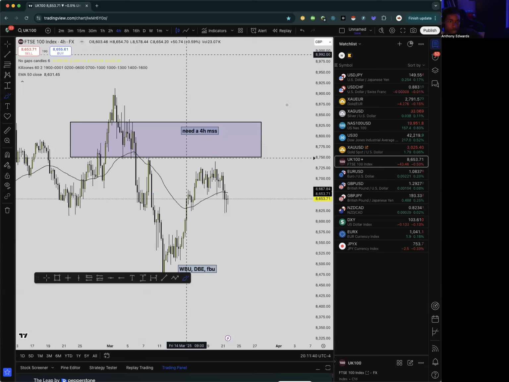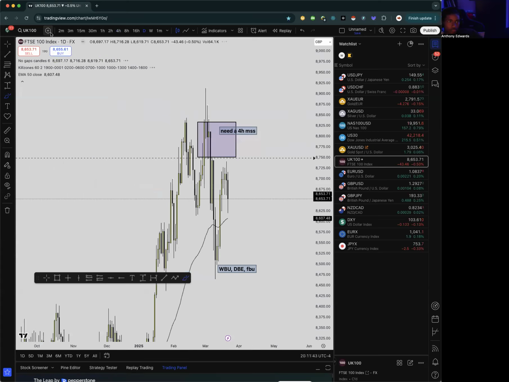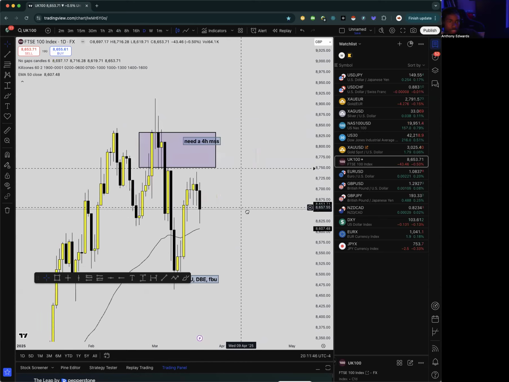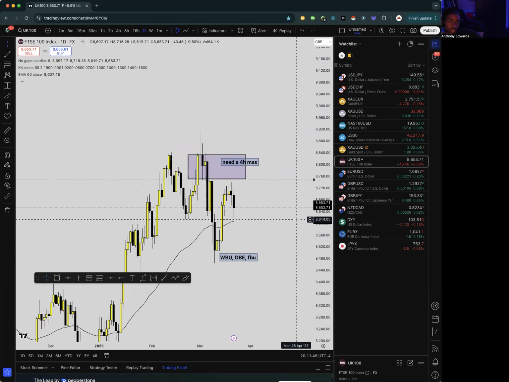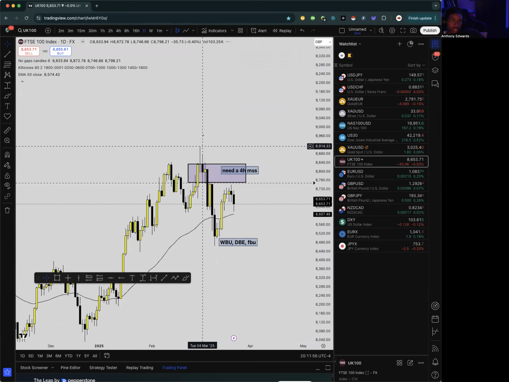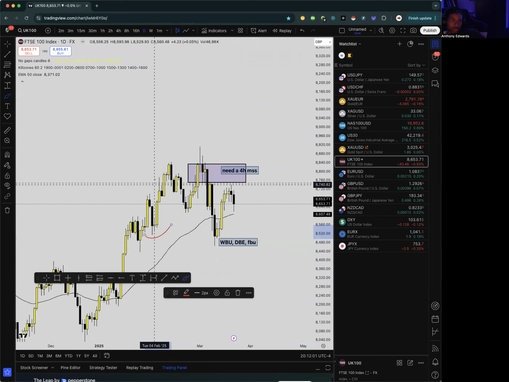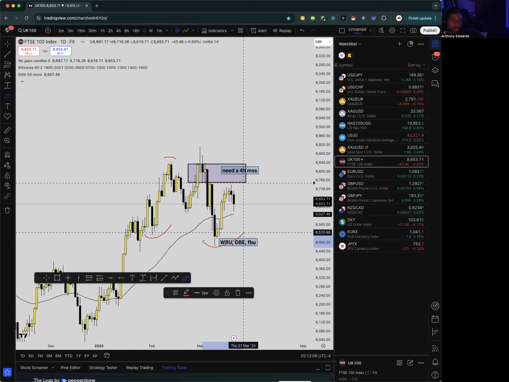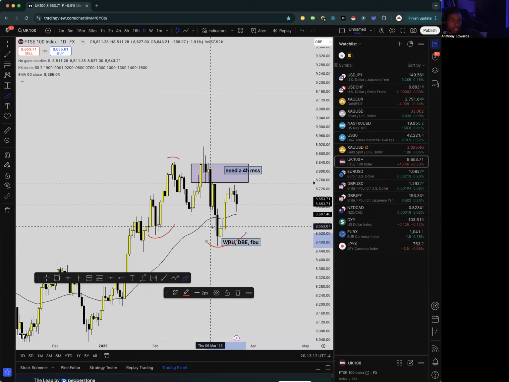I'm waiting for a 4 hour shift on the 4 hour for us to get a confirmation in order to sell. Weekly is bullish, daily is bearish, as you can see, low, high, and then it just created a low. This is a higher low, this is a higher high, and this is just a brand new low. Retest, sell off.